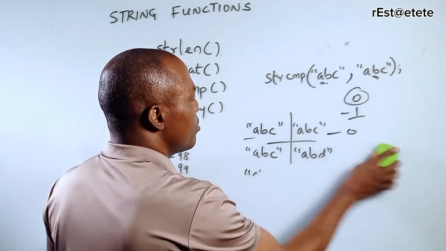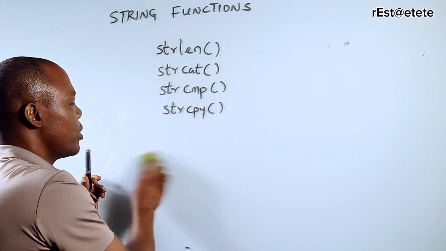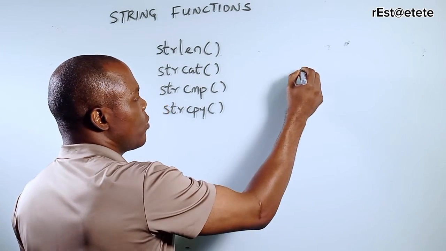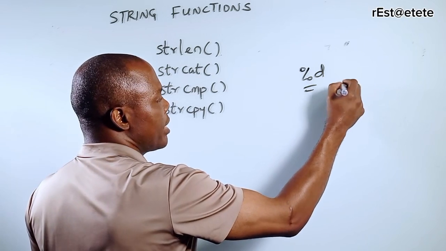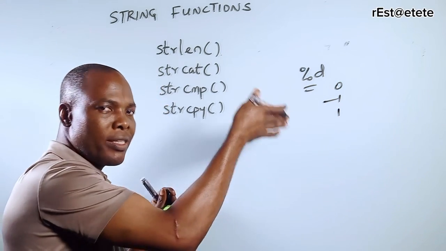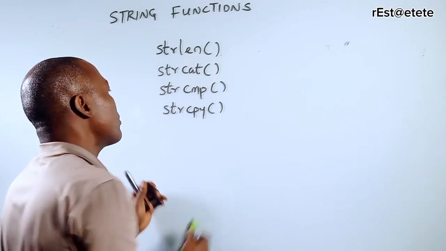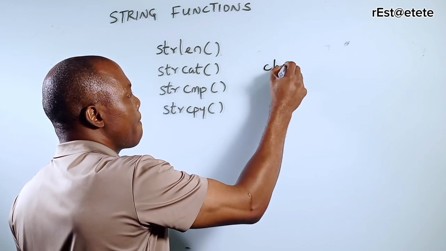Okay, so let's look at string copy. And that string compare is also going to, the percentage format specifier is what? %d, because it's going to return either 0 or -1 or 1. This is what? Signed integers, so %d. Take note of that.